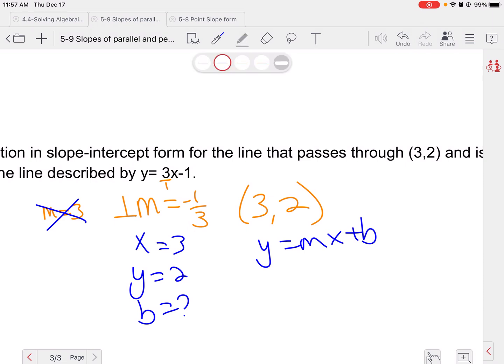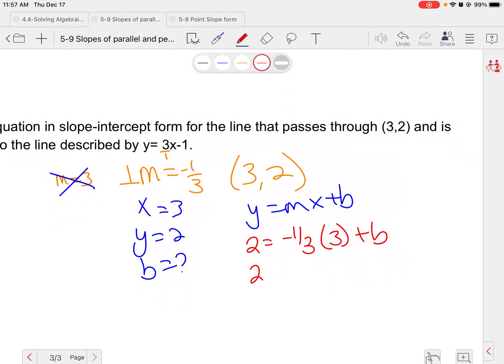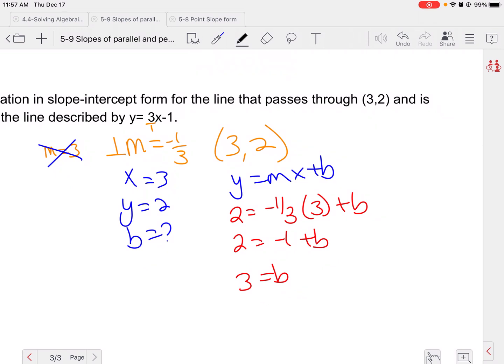We're going to plug in all the things that we know. So we know y is 2, we know m is -1/3, x is 3, plus b. -1/3 times 3 is going to be a -1. So we're going to get b equals 3. Once we know m and b, we're going to go ahead and write our new equation. So we're going to have y equals -1/3 x plus 3.